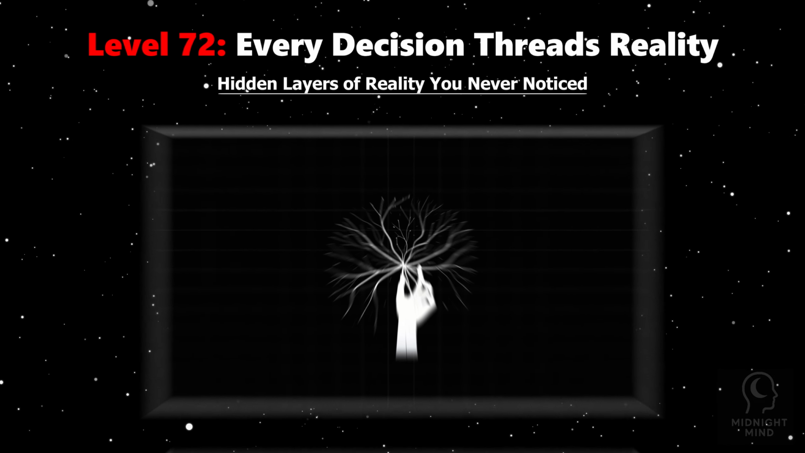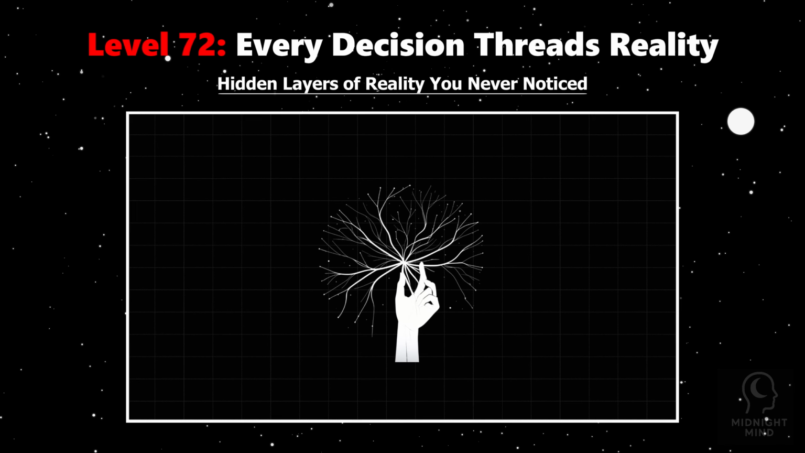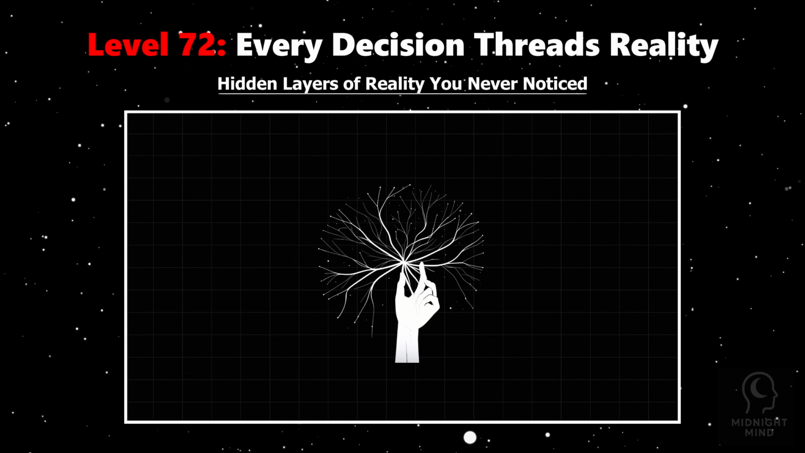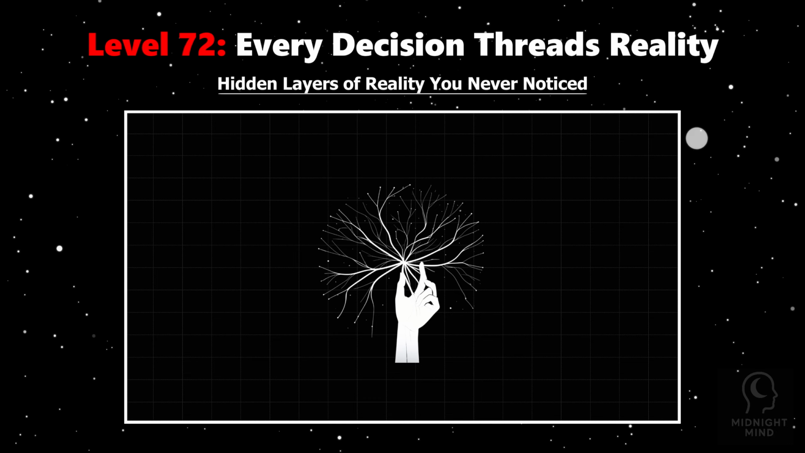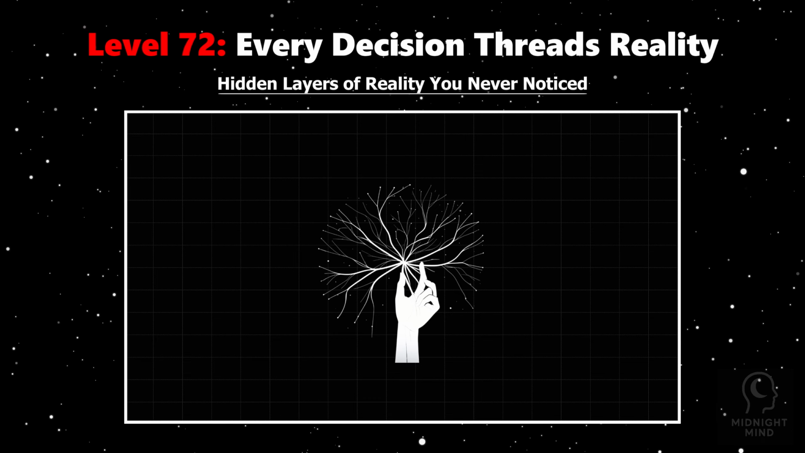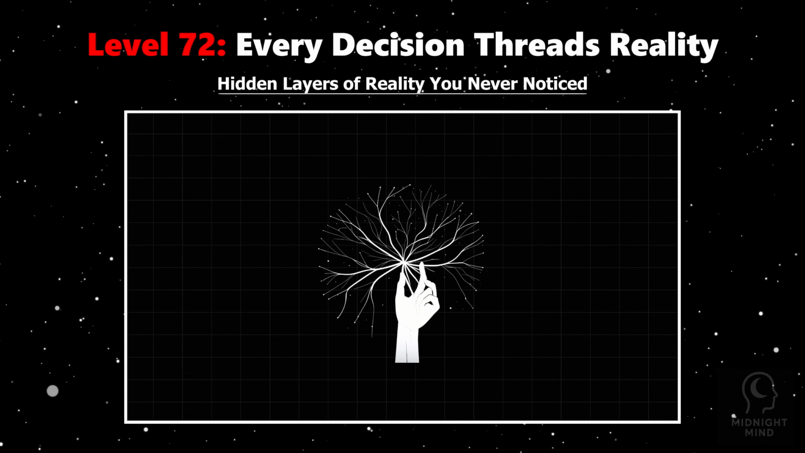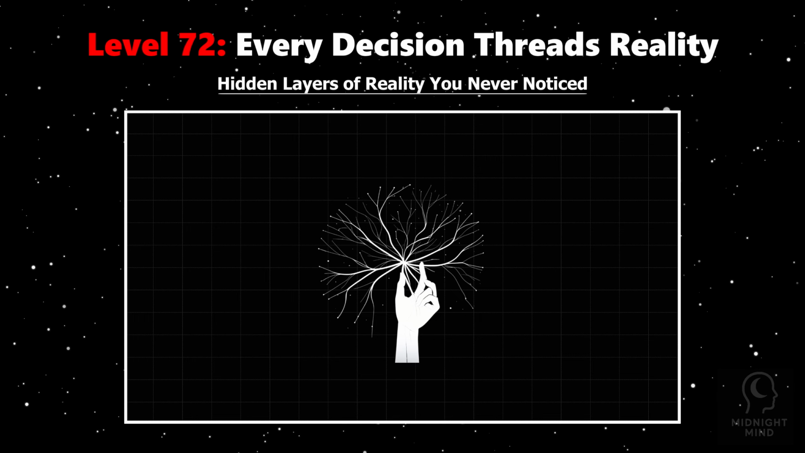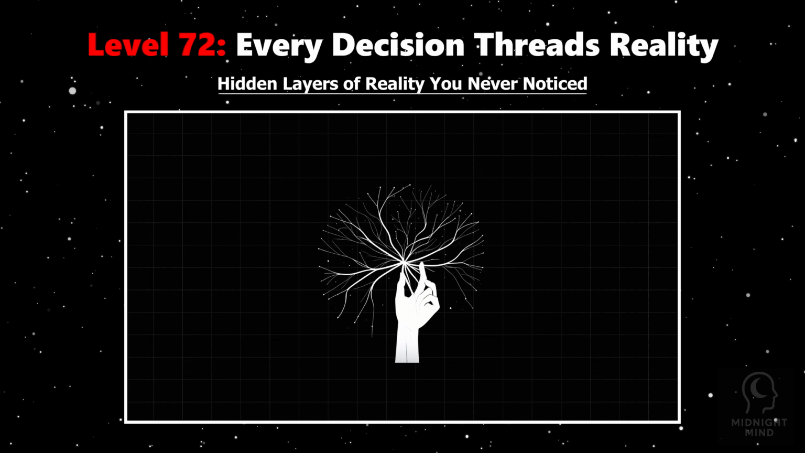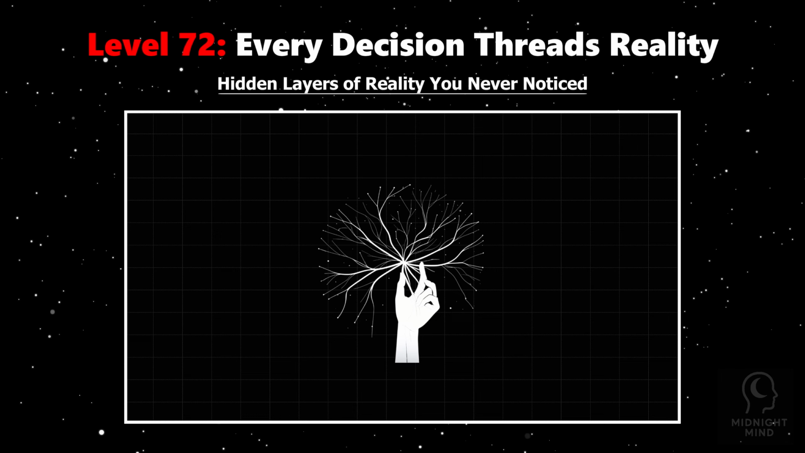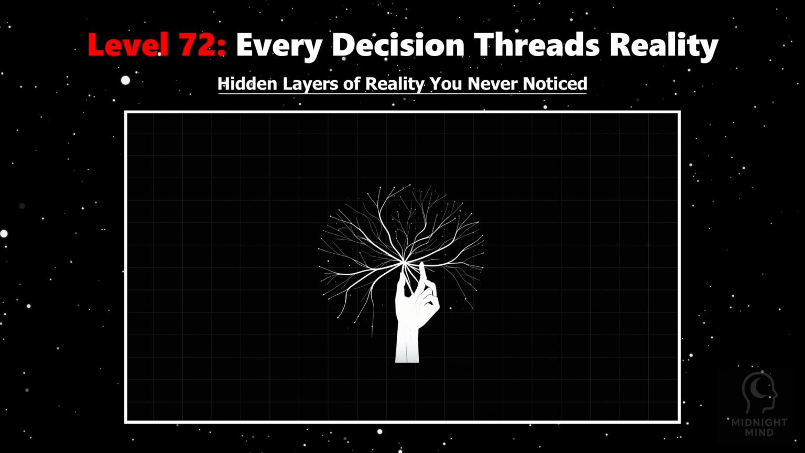Imagine standing at a crossroads where every tiny decision you make, whether to say yes or no, to move left or right, doesn't just affect your life, but spins off entire new realities. Each choice threads a fresh version of the world, weaving a complex, branching cosmos that grows invisibly behind your steps. Reality isn't a single path, but an intricate tapestry of countless possibilities unfolding simultaneously.